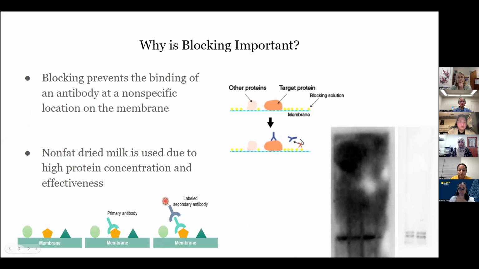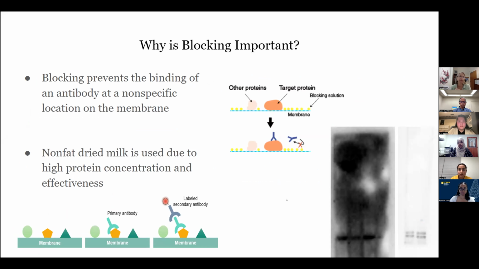So why is blocking important? Essentially, the blocking solution contains proteins, and those proteins will bind to the empty space on the membrane, aside from our target protein. And that allows the primary antibody to specifically target the protein and not bind anywhere else on the membrane.